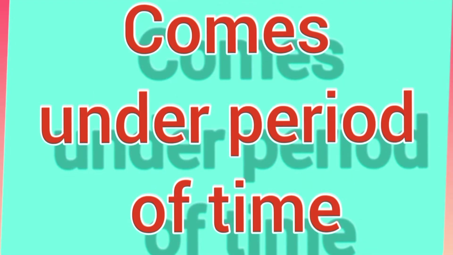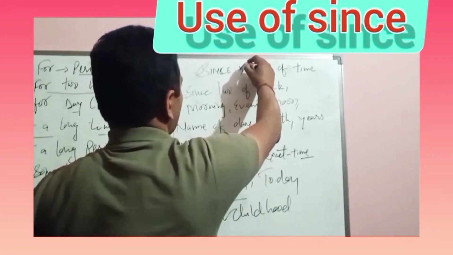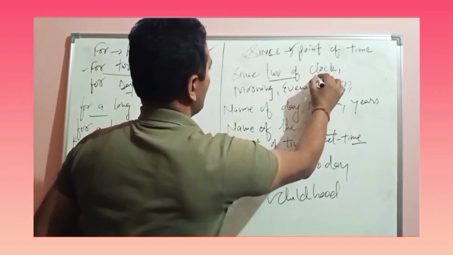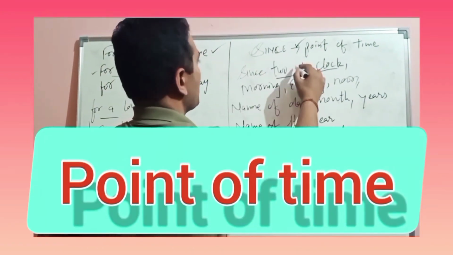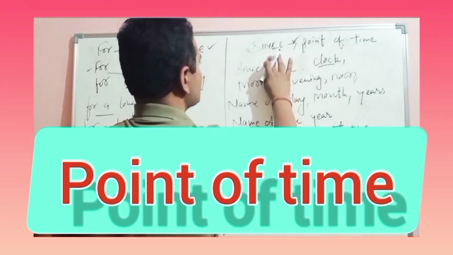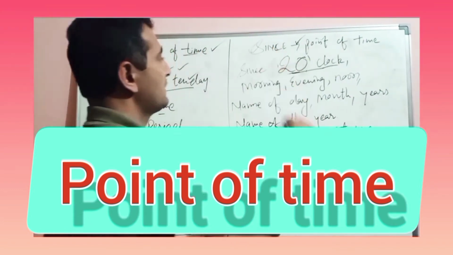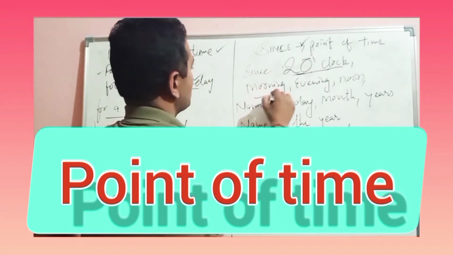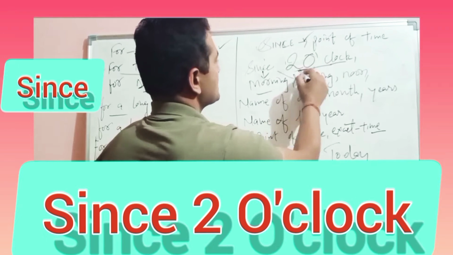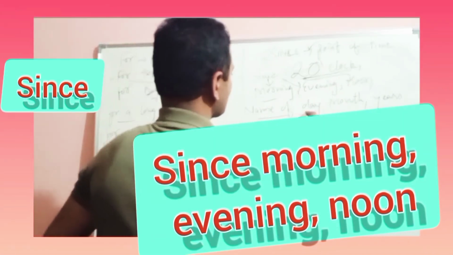Now come this side. What is this? Point of time. Exactly. Exactness here. Since point of time के लिए देखिए, since 2 o'clock. 2 o'clock. मुझे इस तरह से इसको लिखना है. Right? Now, morning, since evening, since noon. Right? I can write that way. The name of the day.